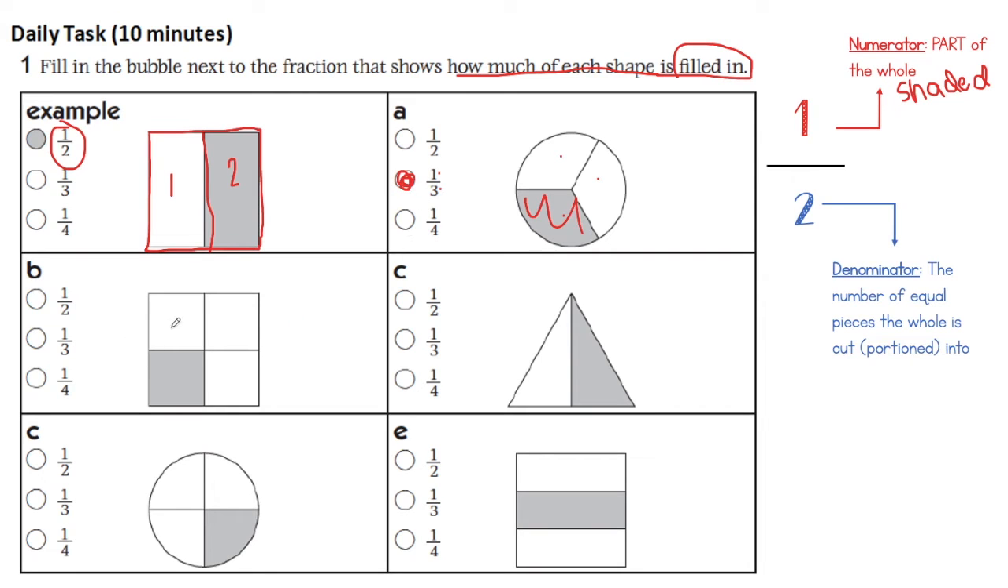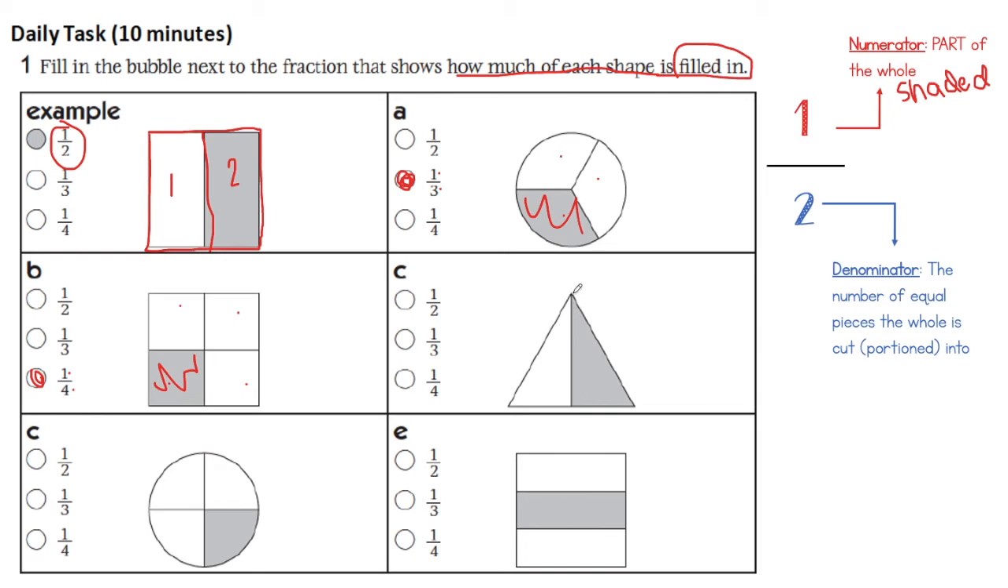Awesome. Let's try letter B. How many pieces is the whole cut into? How many equal pieces? What's the denominator? 1, 2, 3, 4. I only see one choice that has fourths. That has a 4 as the denominator. I'm going to triple check that my numerator matches. This is saying 1 piece is gray. I see 1 gray piece, so we got it. 1/4. Nice job.